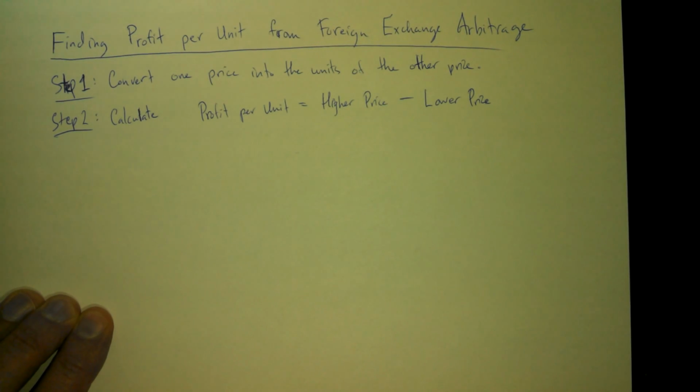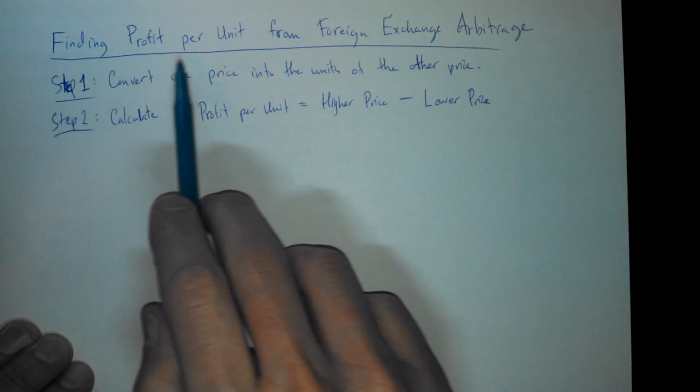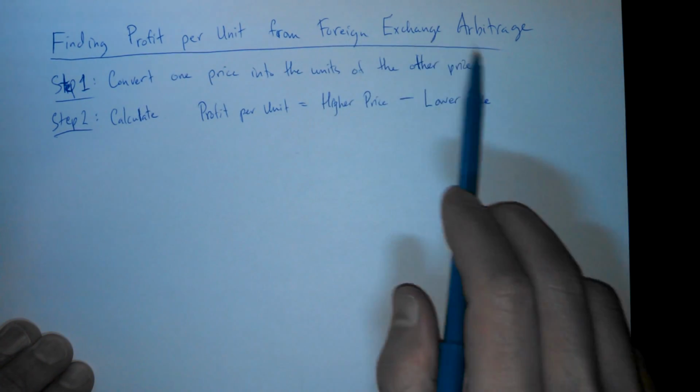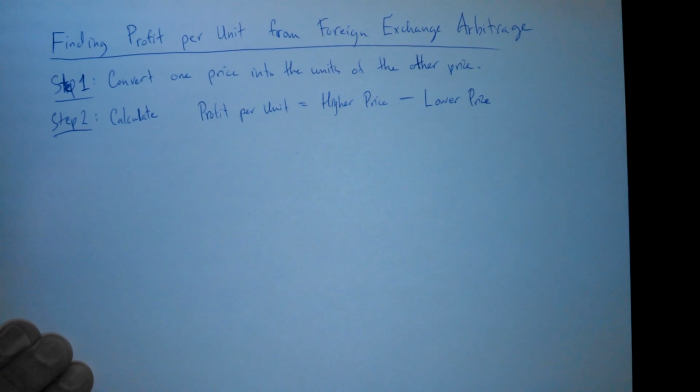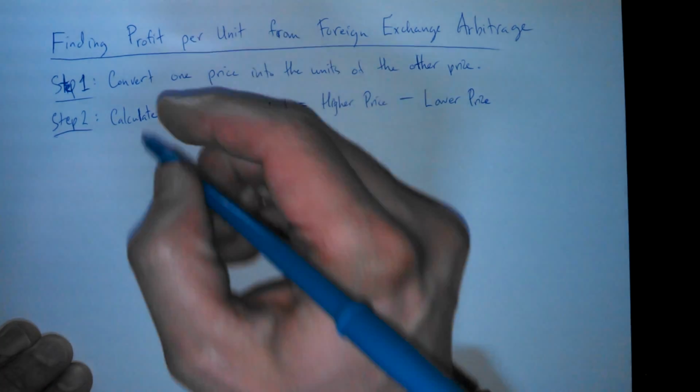All right, in this video we are going to talk about how to find profit per unit from foreign exchange arbitrage. So basically, how to find how much profit one can get by buying a good in one country and then selling it in another country, right?